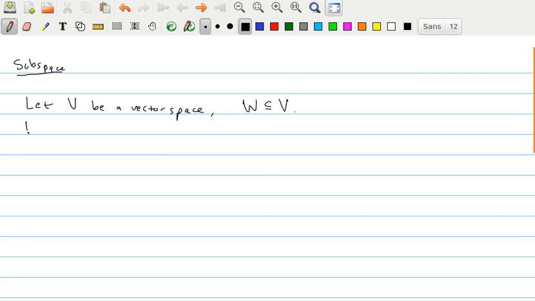Then we say that W is a subspace of V if W is also a vector space. So this is a subset that is also a vector space. That's the definition of subspace. So let's maybe look at some examples of this.